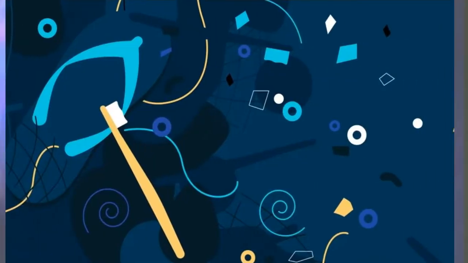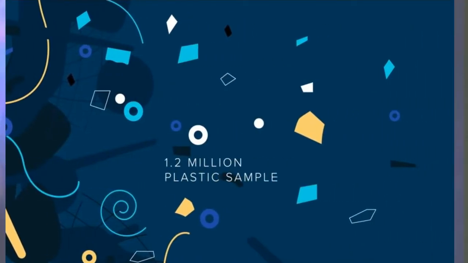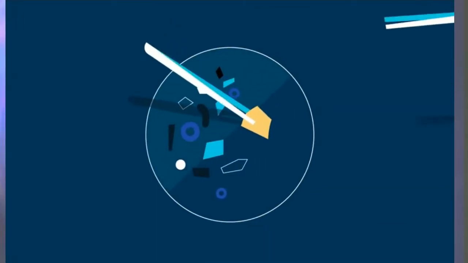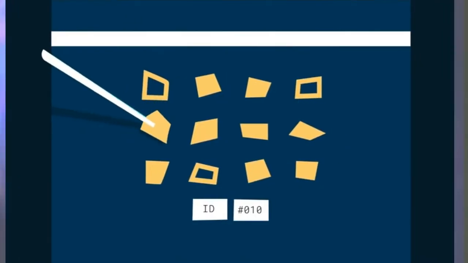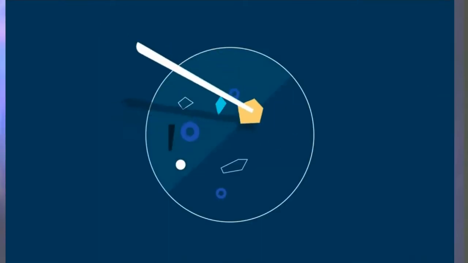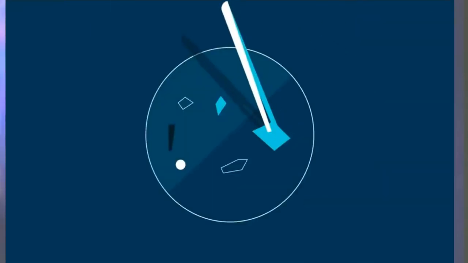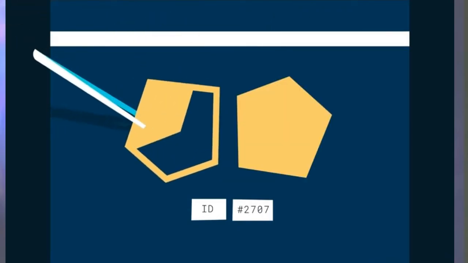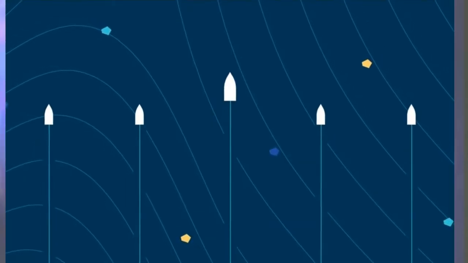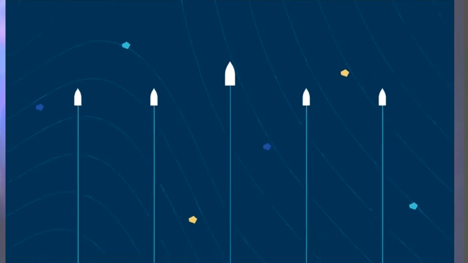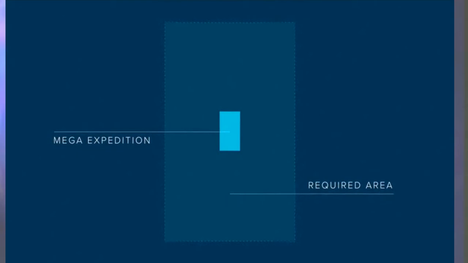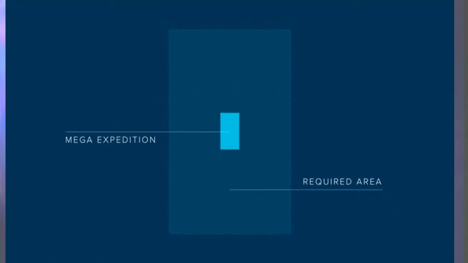In total, they brought back 1.2 million plastic samples. All were hand-counted, identified, and classified by type and size. A monumental task, taking a team of lab technicians 2 years to complete. However, the largest debris appeared less frequent and more scattered. Quantifying the debris required an area 20 times larger than the Mega Expedition to be covered, something only possible from the sky.